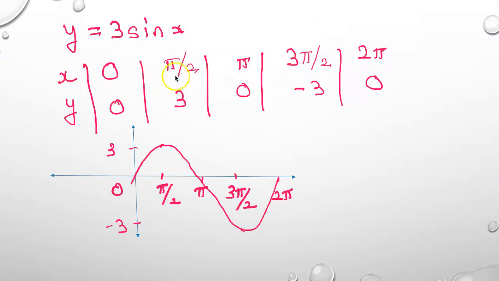So if you take values, since the period is 0 to 2 pi, I will take values between 0 to 2 pi. Sin 0 is 0. At pi by 2 it is 3 sin pi by 2 which is 3. At pi it is 3 sin pi which is 0. At 3 pi by 2 it is 3 sin 3 pi by 2 which is minus 3. And at 2 pi it is 3 sin 2 pi which is 0. So you can draw the graph and you can see that at pi by 2 it is 3, at pi it is 0, at 3 pi by 2 it is minus 3, at 2 pi it is 0. So this is a graph of the function.